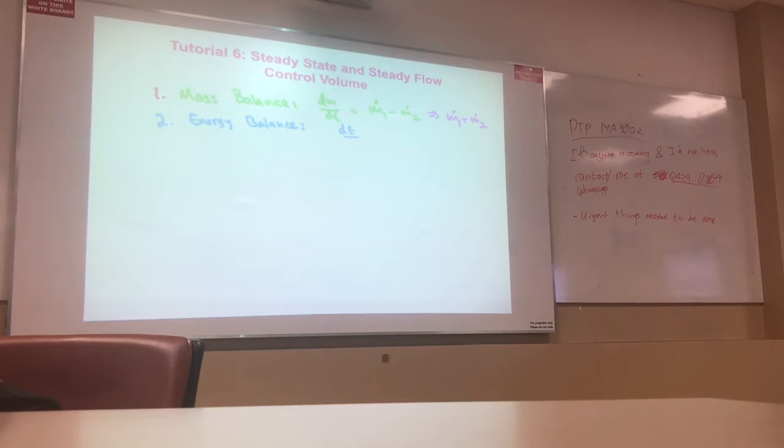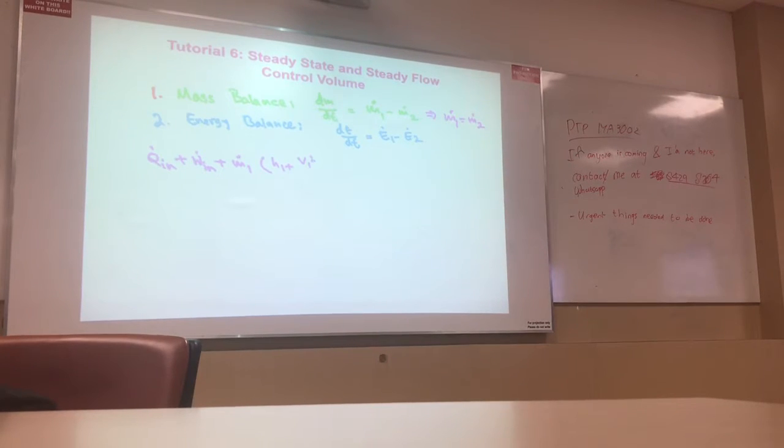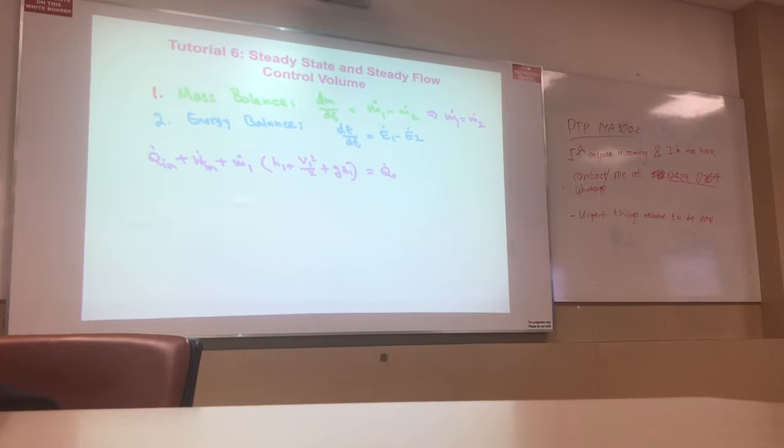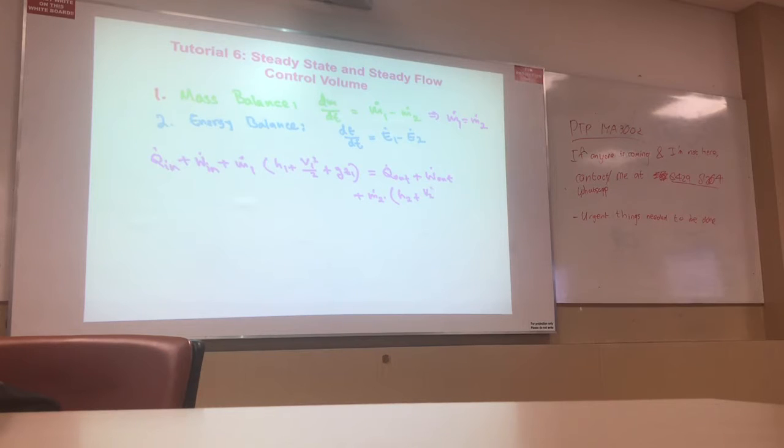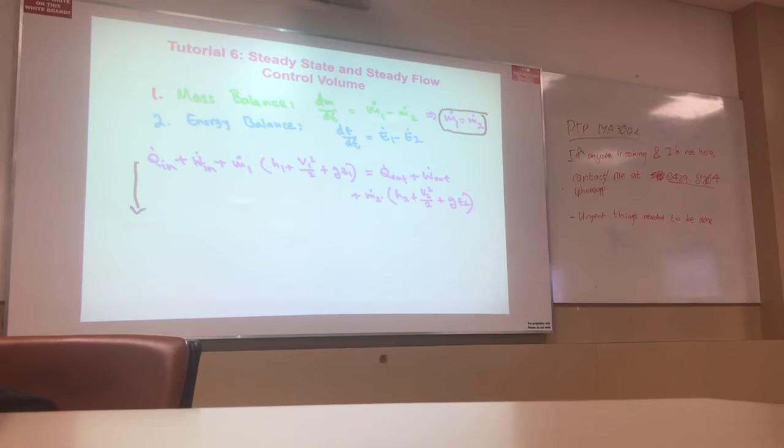Number 2 is energy balance. Energy balance tells you d over dt is equivalent to the sum of inlet minus outlet terms, from state 1 to 2. Okay, here m dot 1 and m dot 2 are the same. That's why I am using this equation in our tutorial question.